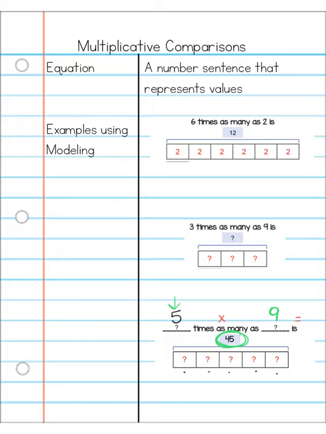So this statement would read 5 times as many as 9 is 45. And this means that I have 5 equal groups of 9. So I know that in the boxes, it will be 9. And again, I can check myself by using my repeated addition. And I know that 9 plus 9 plus 9 plus 9 plus 9 is 45.